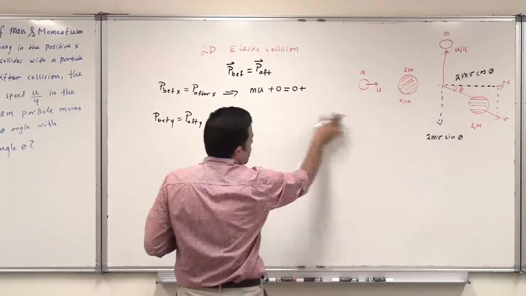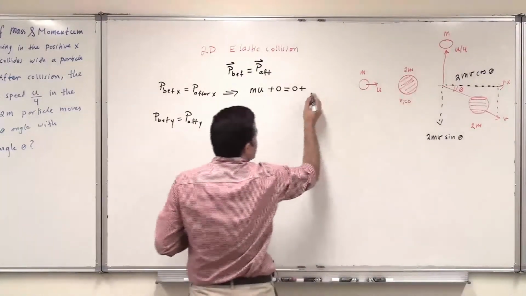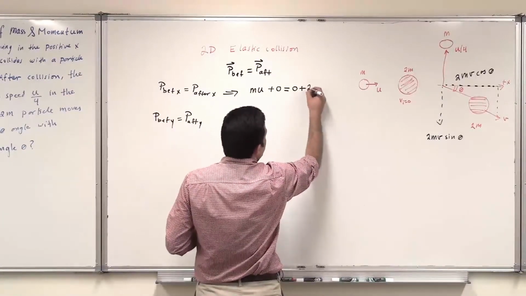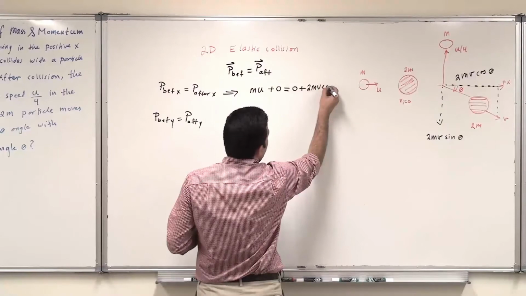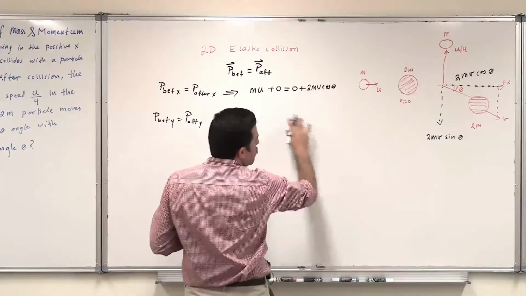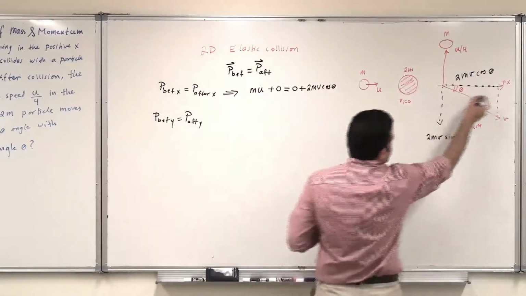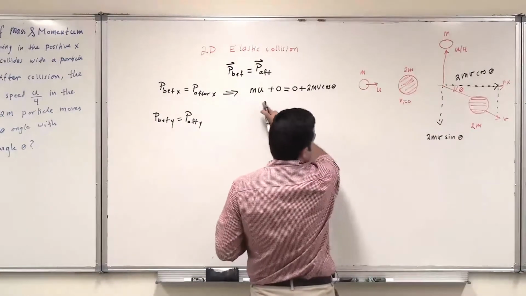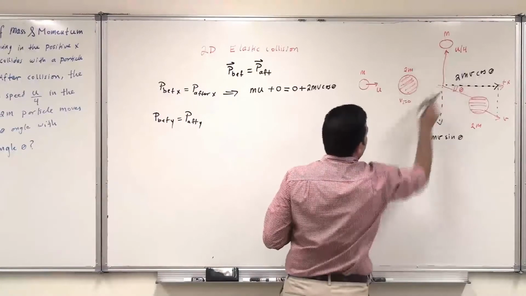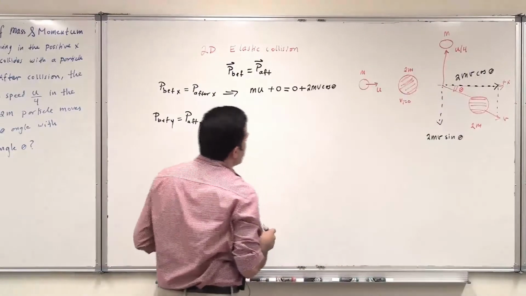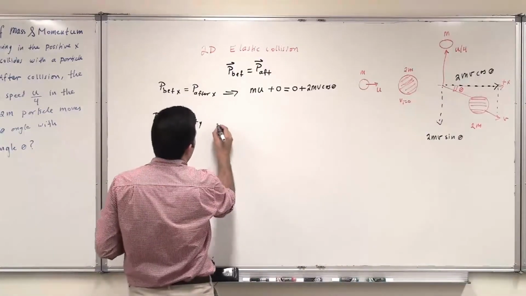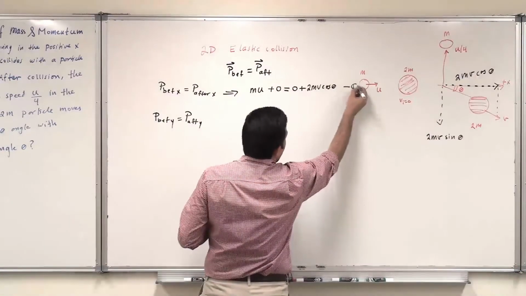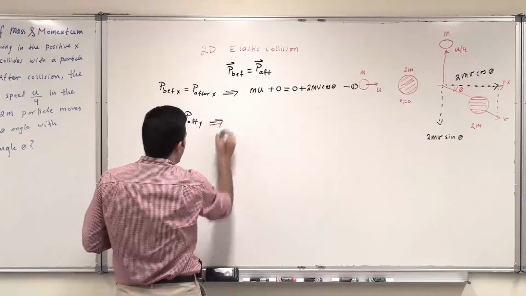Now we can use the x component after the collision for this mass, the 2m. So it is 2mv cosine theta. Notice that according to the sign convention, this points to the right, so it is positive. This is 0, and this has no x component for the momentum after the collision. So now we can leave this as equation 1, and we can write a similar equation for y.